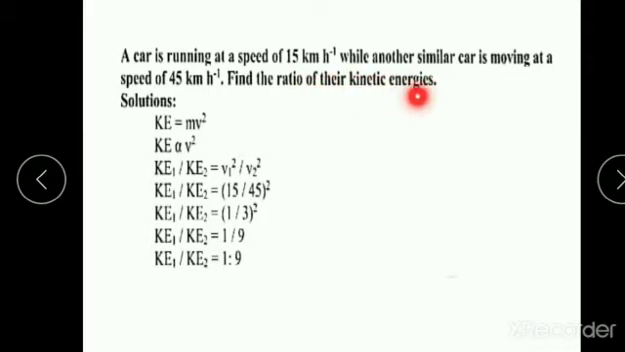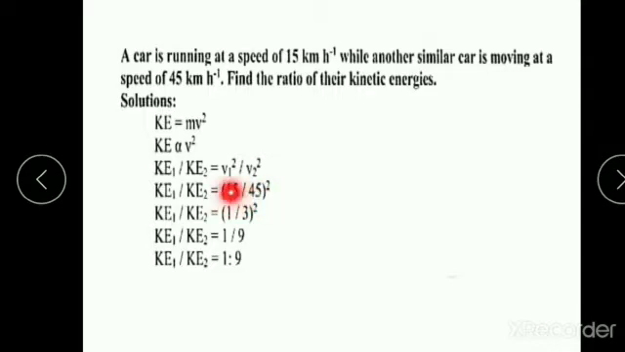So you know the formula to find the kinetic energy, it is half mv square, and you also know that kinetic energy is directly proportional to the velocity square. So when you take the ratio, kinetic energy of the first car divided by kinetic energy of the second car, that is v1 square divided by v2 square. v1 is 15 km per hour, and v2 is 45 km per hour. Substitute the value. So you can take 15 square divided by 45 square, or you can write 15 divided by 45 whole square.